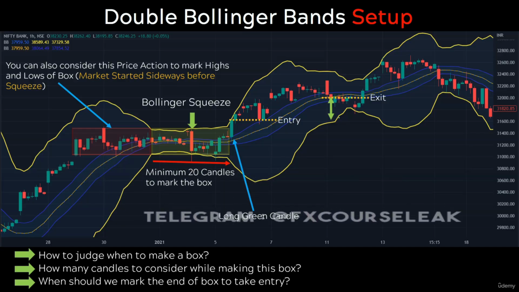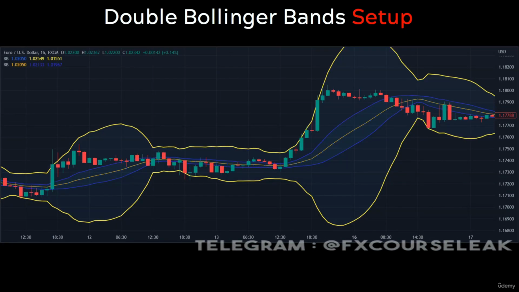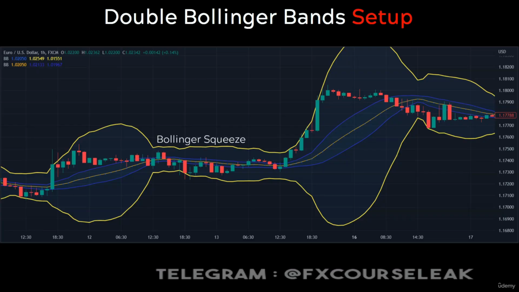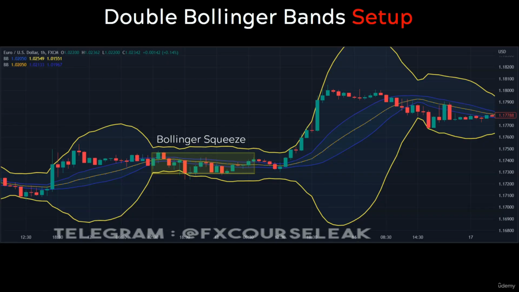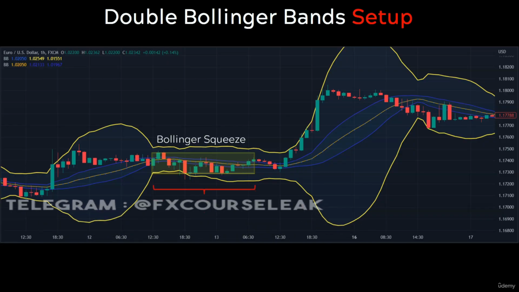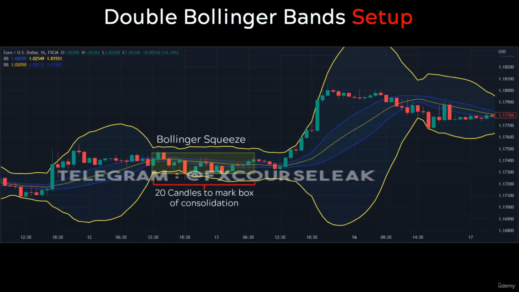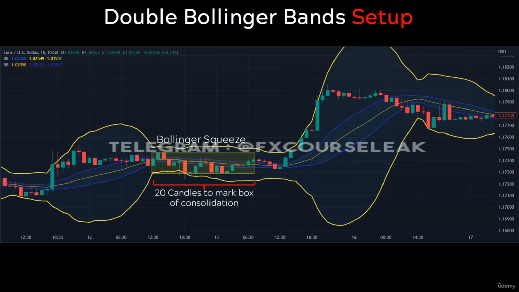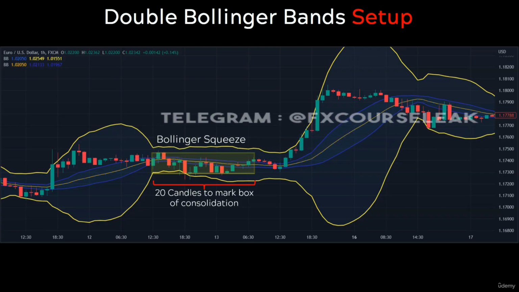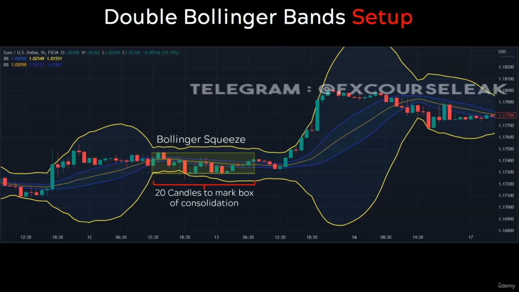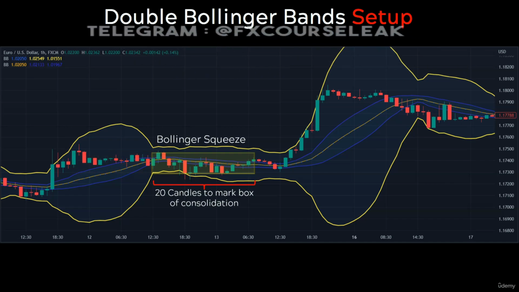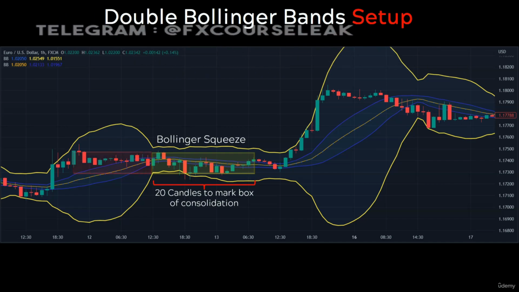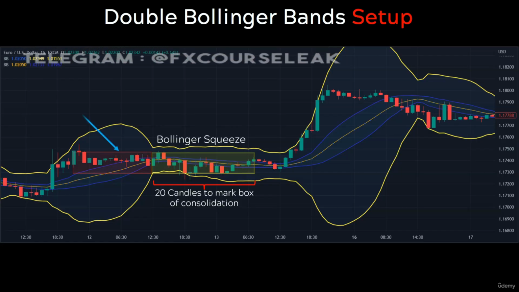Next, let's see another example. Now this is hourly Euro USD currency pair, and please notice the squeeze in Bollinger Bands here. So just count 20 candles from start of the squeeze for making the box. Now 20 candles are till here and we will take entry only after this. But for the best results, you can also consider the previous candles from where this actual sideways movement started. That is from here for marking highs and lows of the box of consolidation.